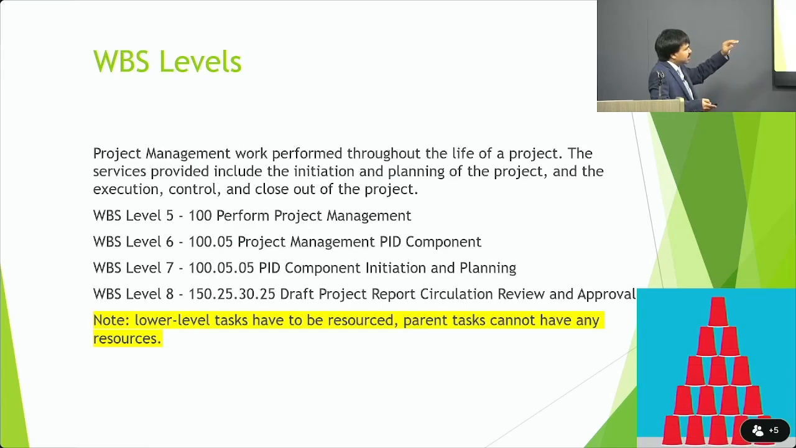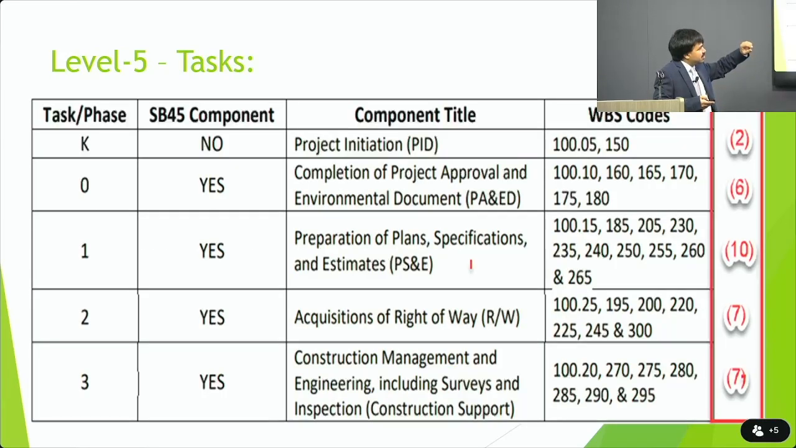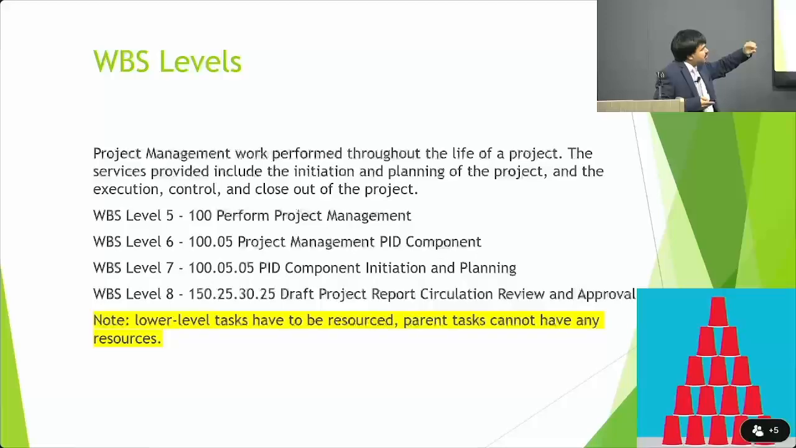This shows you how the project code looks at each phase. For example, at level 5, the task is shown as a 3-digit code, like 100 or 270. At level 6, you're going to add 2 more digits to it, so it's going to be 100, 05. At level 7, it's going to add 2 more digits. Level 8 is further fragmentation of the task.